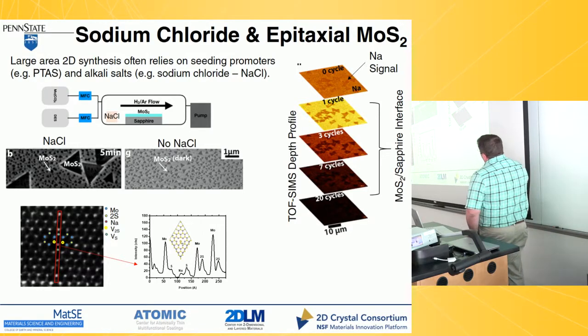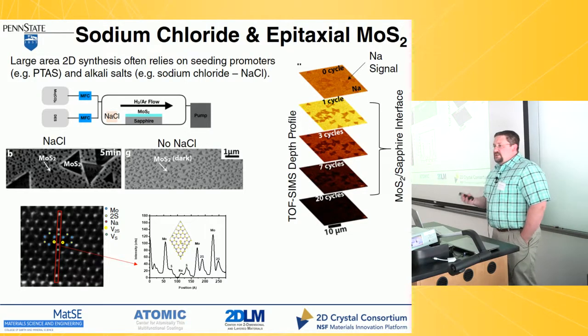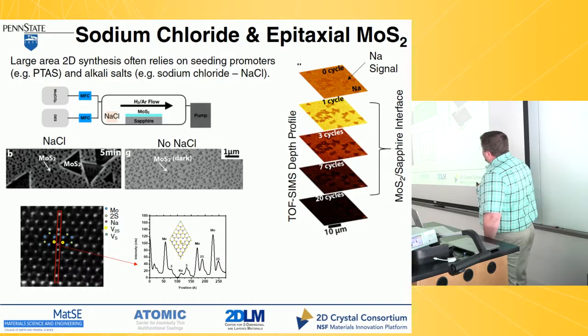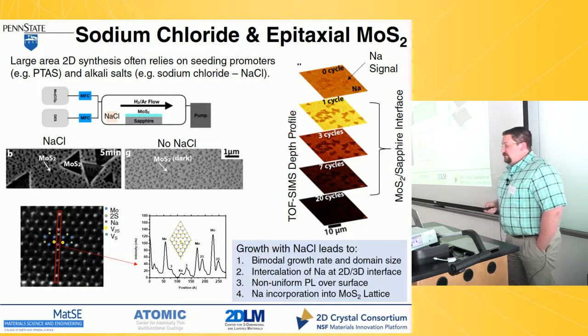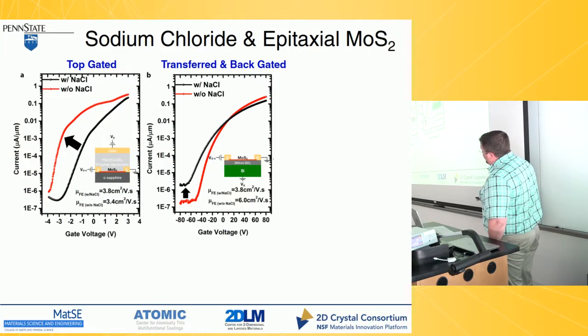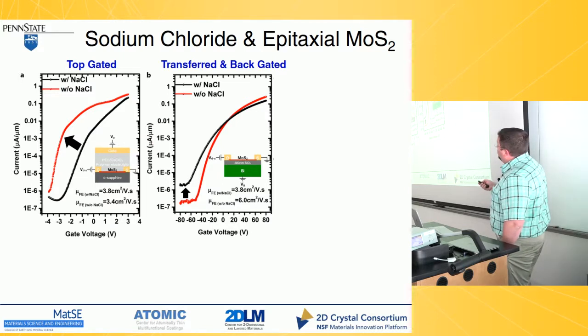So you get all sorts of material things going on that would change the properties of these materials, because you can imagine something sitting on sodium is going to act very different than something sitting on SiO2. So we did the FETs. We did top-gated FETs on the as-grown, and we did transferred and back-gated material.